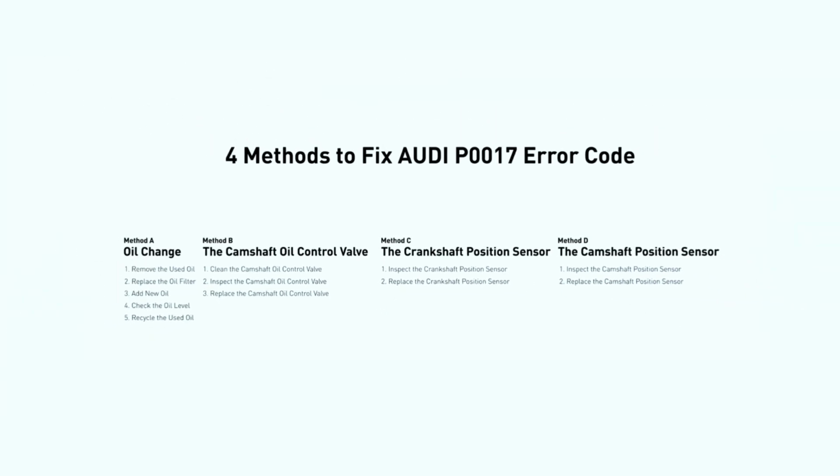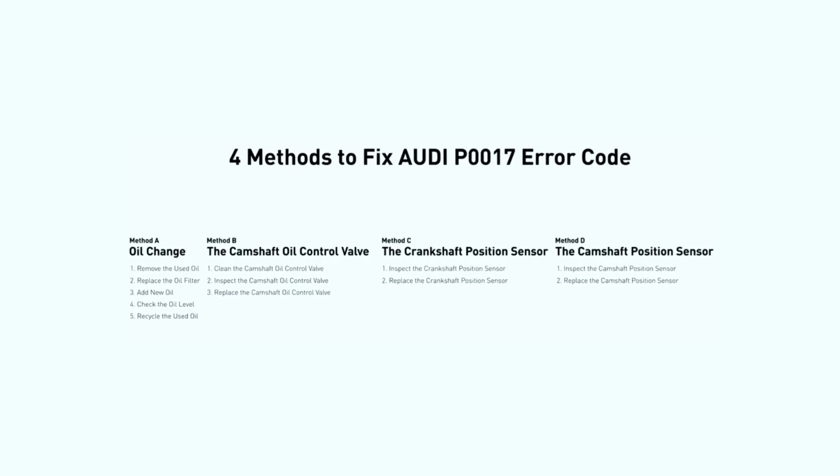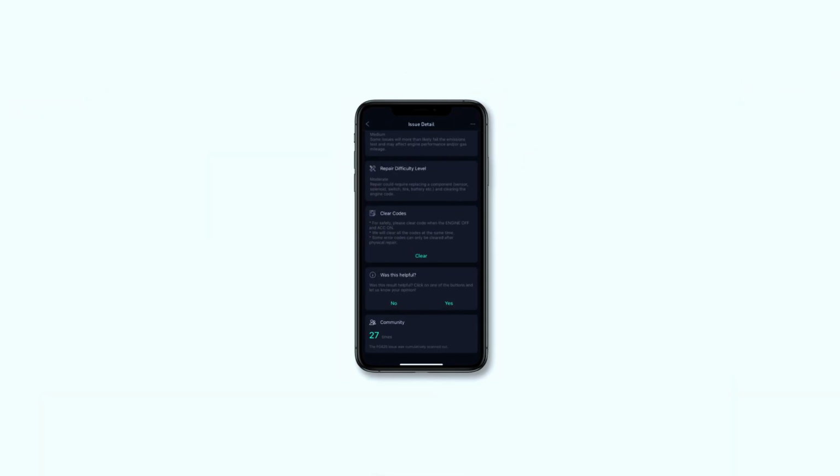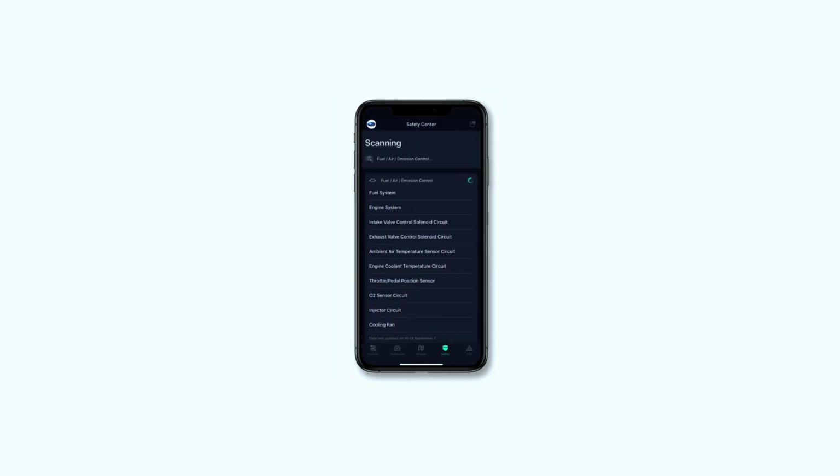So here are 4 of the most practical solutions to fix Audi's P0017 error code. After the repair, you can now use the OBD2 scanner to clear the error code. And tap the rescan button one more time to make sure everything is fine with your vehicle.